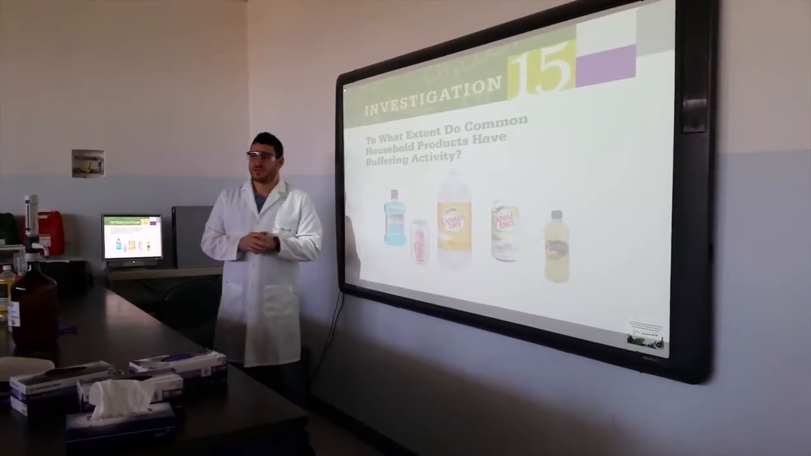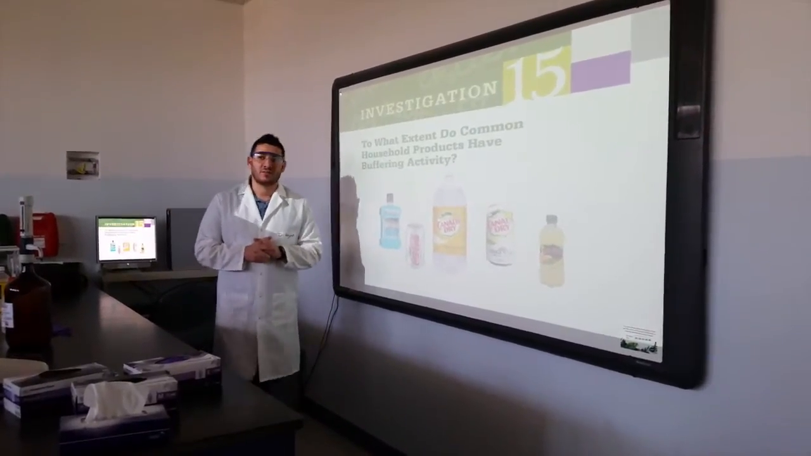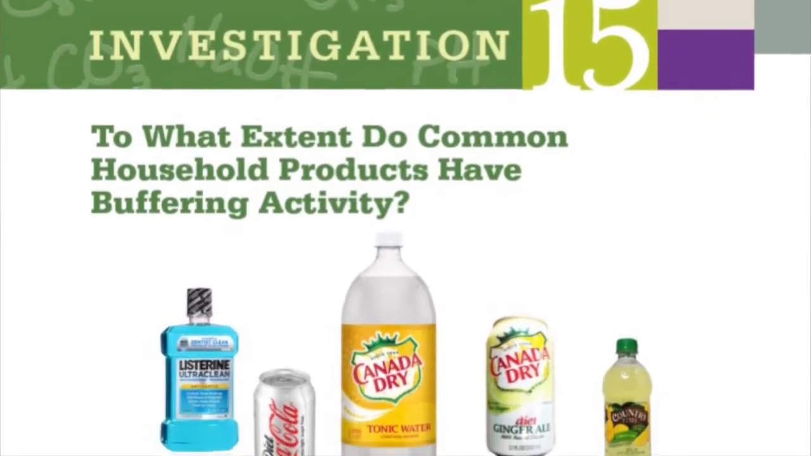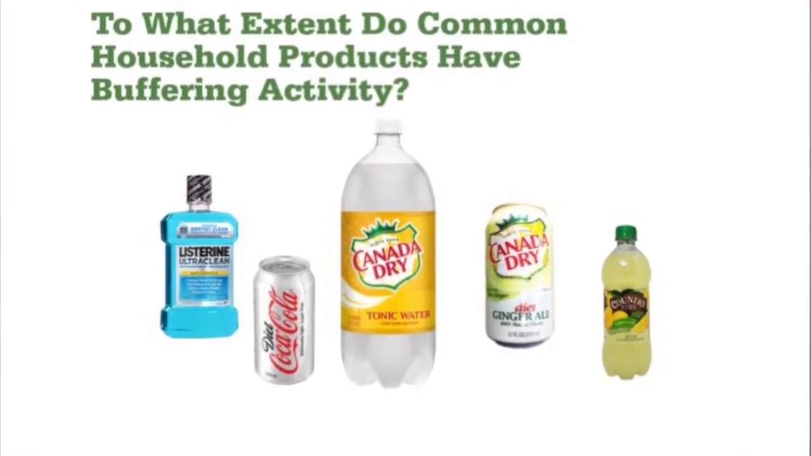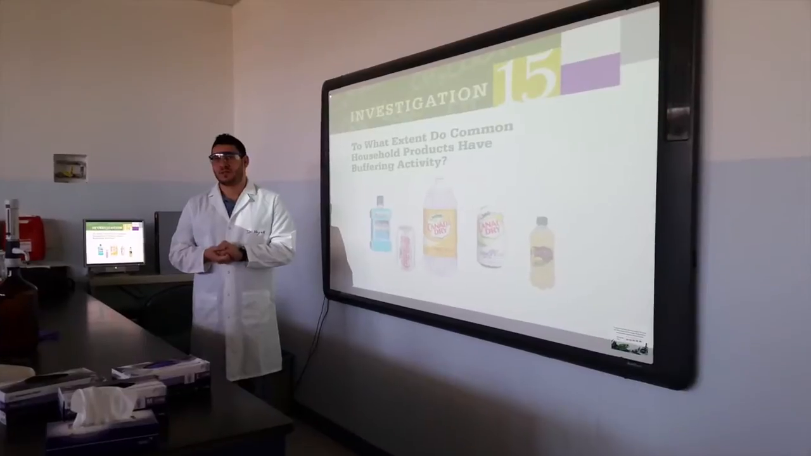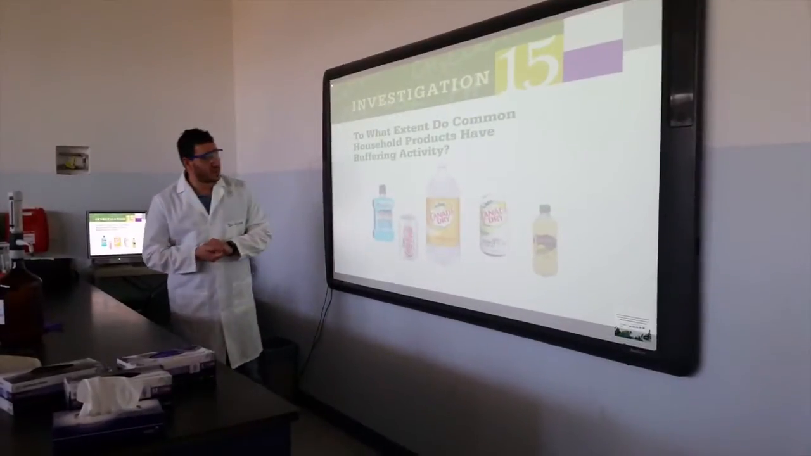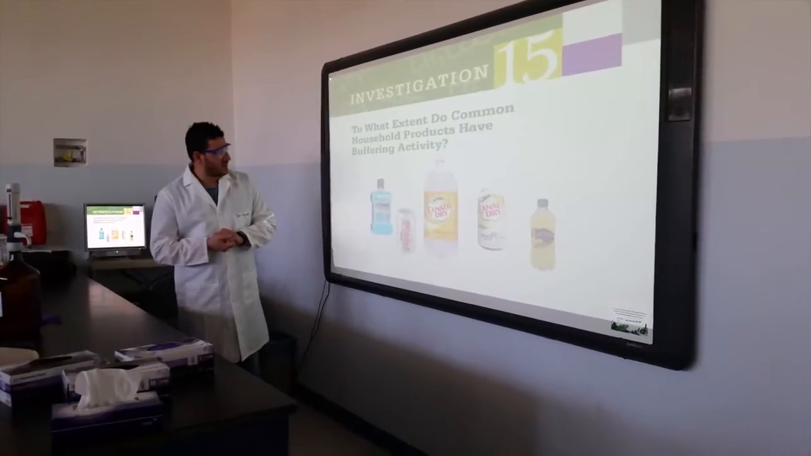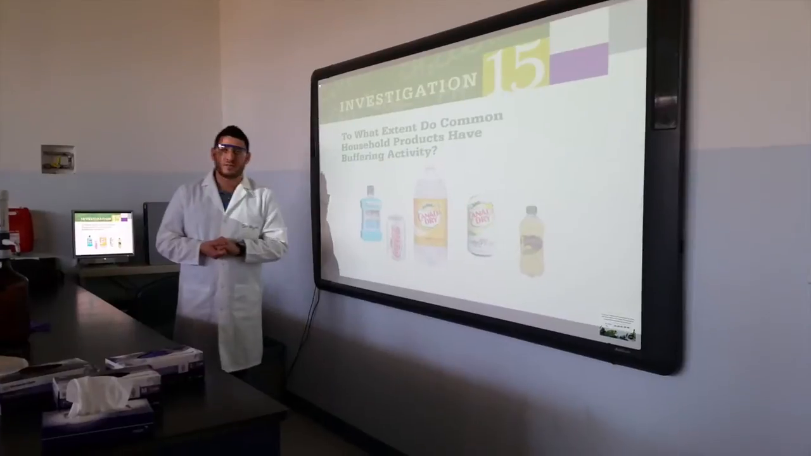So this is investigation 15, guys, and this is about testing the buffering capacity, if there is any buffering property, for some household materials that you use at home. For example, today we are going to use these five. We're going to use Listerine, Diet Coke, tonic water, ginger ale, and lemonade, Country Time lemonade.